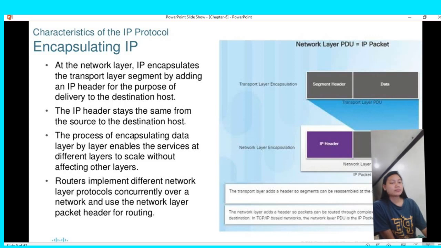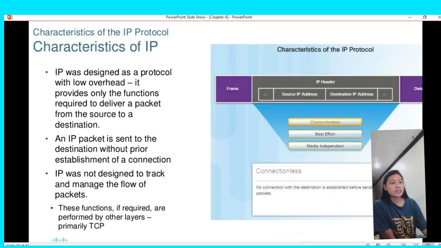Encapsulating IP. At the network layer, IP encapsulates the transport layer segment by adding an IP header for the purpose of delivery to the destination host. The IP header stays the same from the source to the destination host. The process of encapsulating data layer by layer enables the services at different layers to scale without affecting other layers. Routers implement different network layer protocols concurrently over a network and use the network layer packet header for routing.